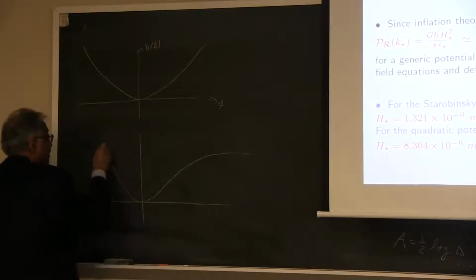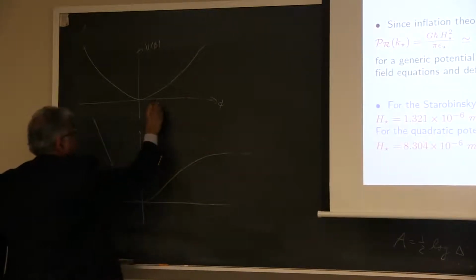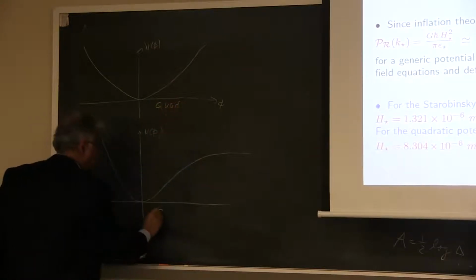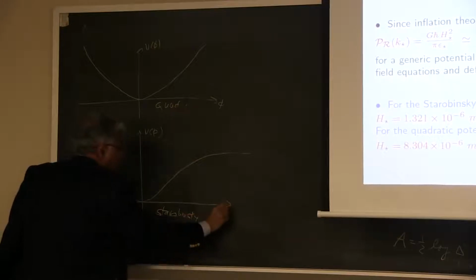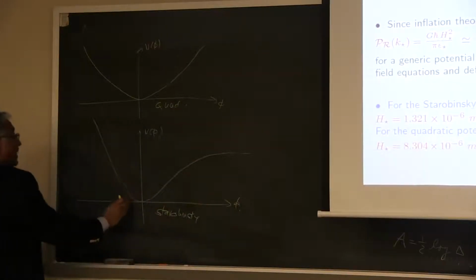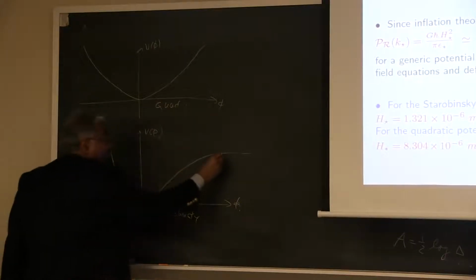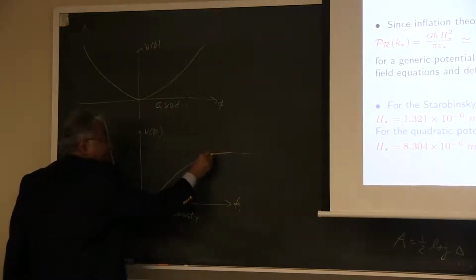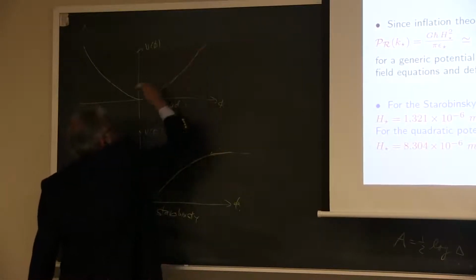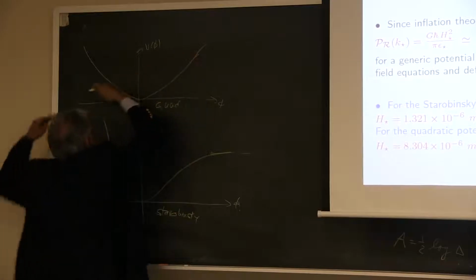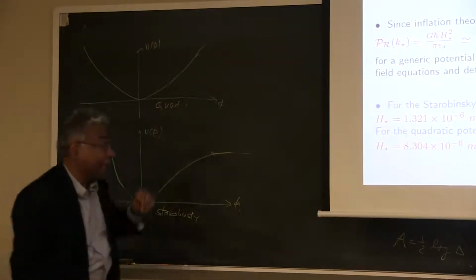And here on the negative values of phi, this is quadratic, and this is Starobinsky. And then it grows exponentially. It's very steep up here. And the slow roll phase here is in this region up here. There's a slow roll phase. And the slow roll phase here, it could be when one is at somewhere here, except that the potential is very flat. So therefore the slow roll phase is very slow up here.